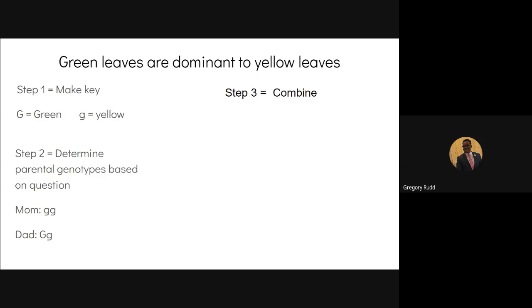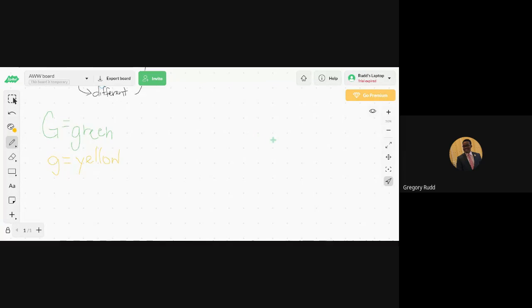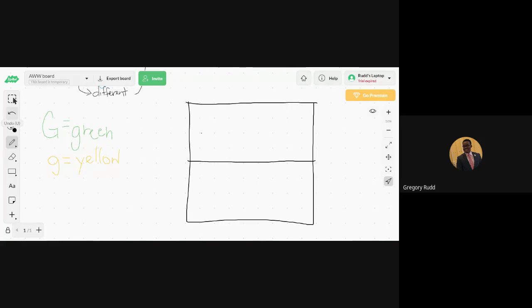Now we need to combine them. So I'm going to come back over here so I can show you what this looks like. First, let me make my actual Punnett square. I'm going to draw my 4 squares inside of it, and this is something that you all should definitely be writing in your notes. Okay, hold on. So I'm just going to make my Punnett square. You should definitely be writing this in your notes.